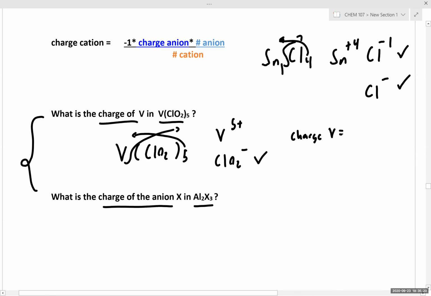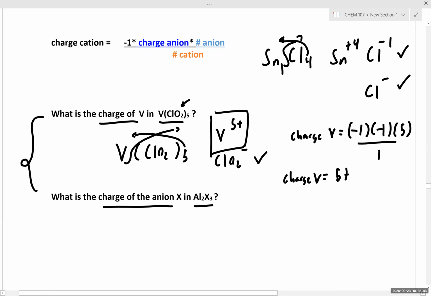Another method we can do is we can use our formula. The charge of vanadium is equal to -1 times the charge of our anion, which is -1 because this is chlorite. We have 5 chlorite ions, and then we divide by the number of vanadium ions, and that gives us a charge of vanadium as 5+. Perfect. So does this first example make sense?